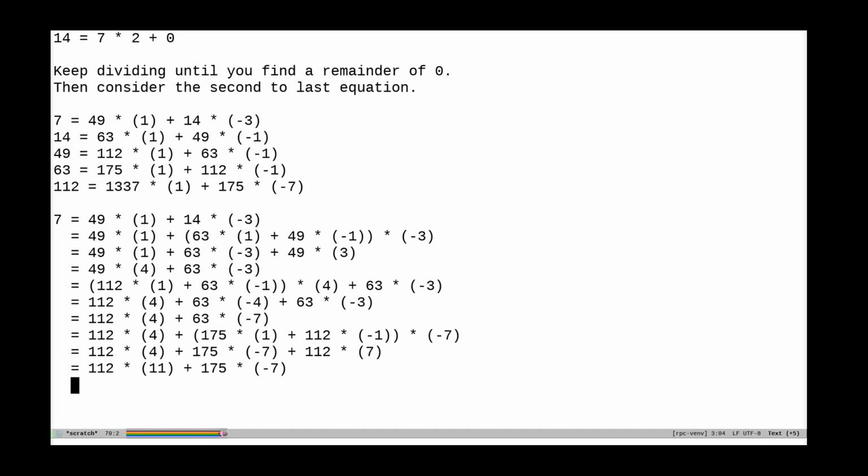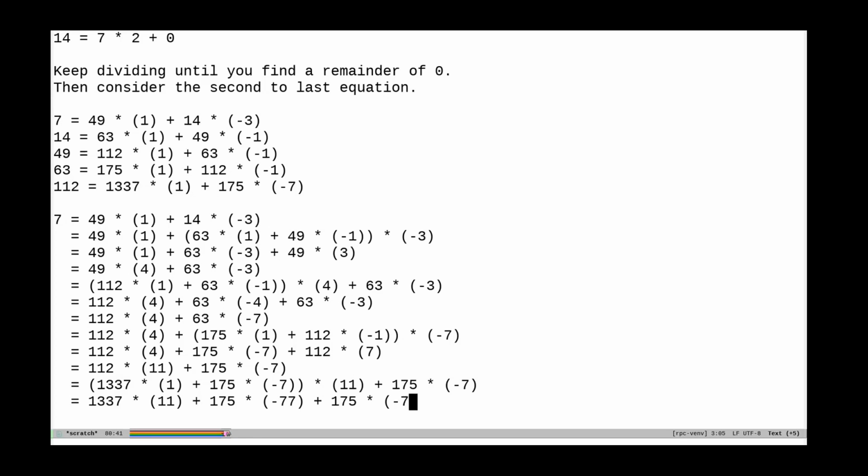We are essentially there, because now look at what we have. So we have 112 times something plus 175 times something else, which is equal to 7. The only thing we need to substitute now is the 112 with the 1337 plus this thing. So we do this plus this thing. So what do we get? Okay, so 1337 times 1. Oh, sorry, because I forgot here there is a times 11. Times 11, so 1337 times 11 plus 175 times minus 77 plus 175 times minus 7.